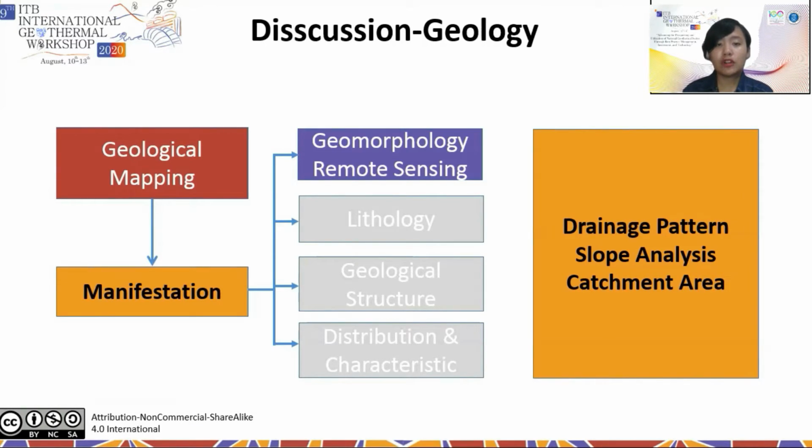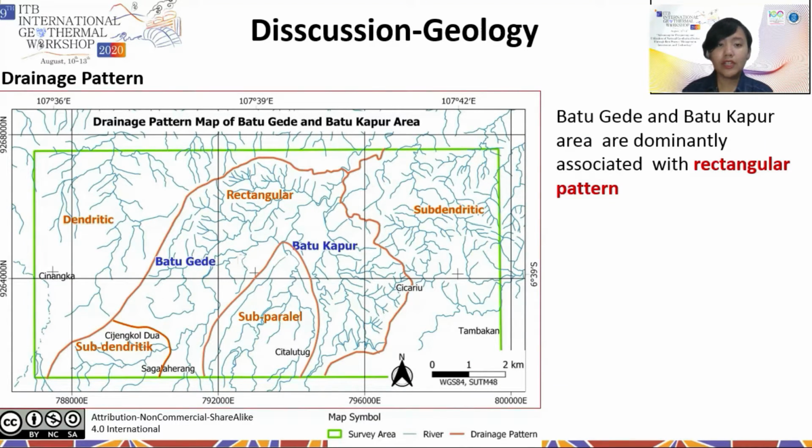Remote sensing geomorphology is one of the important things to observe the control of the occurrence of manifestation. This is part of the pre-field work. What we will observe here is the drainage pattern, slope, and catchment area. From these three analyses, we will briefly discuss matters that relate directly to the control of manifestation. Following is the drainage pattern map of Batu Gede and Batu Kapur.